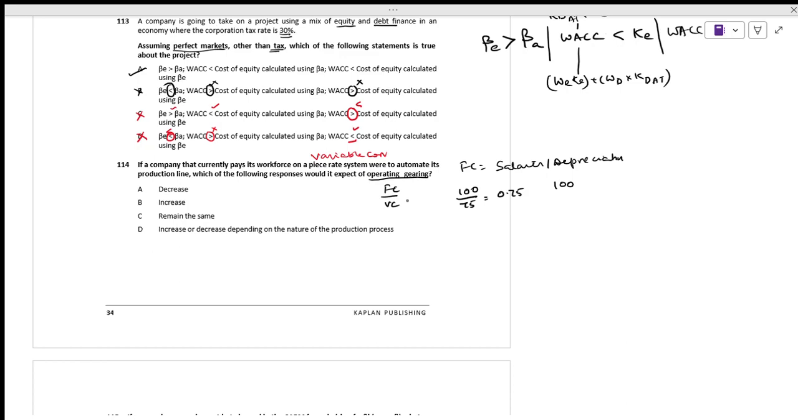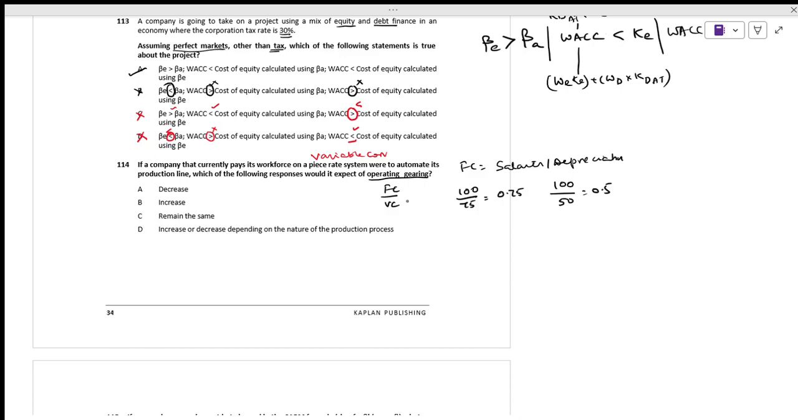If we are going to say that the fixed cost would increase and variable cost will decrease, what will happen? See, if it is 100 divided by 50, it comes to 0.5. If there is a piece rate system where we automate the production line, what is expected to happen to the operating leverage?